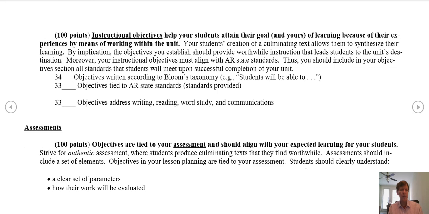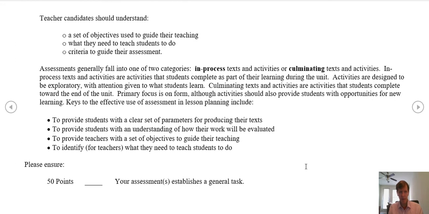Assessment is going to be a component for 100 points. Your objectives need to be tied to assessment. Whatever you say that students are going to be learning, I need to be able to see how you are going to be measuring whether students are meeting learning goals or not. They need to be clear. They need to be concrete, measurable, actionable.